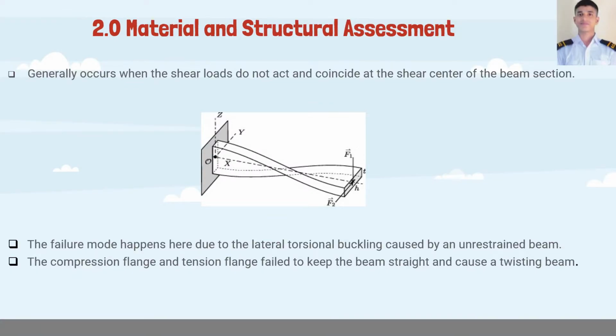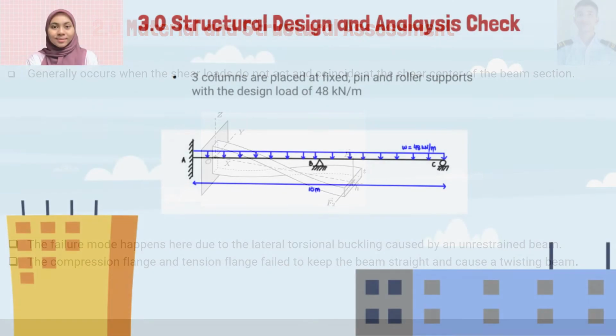As we go to 2.0, material and structural assessment, failure generally occurs when the shear loads do not act and coincide at the shear center of the beam section. A failure mode happens here due to the lateral torsional buckling caused by an unrestrained beam. And finally, the compression flange and tension flange failed to keep the beam straight and cause a twisted beam.